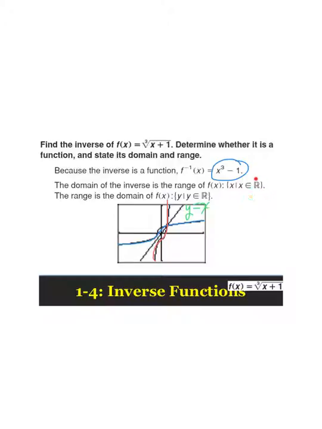Remember, we talked about this funky notation here, but I prefer you write it like this. Domain is equal to negative infinity to positive infinity, and your range is also negative infinity to positive infinity, and you can see that on both of these graphs as well.